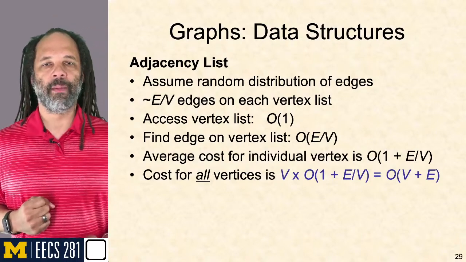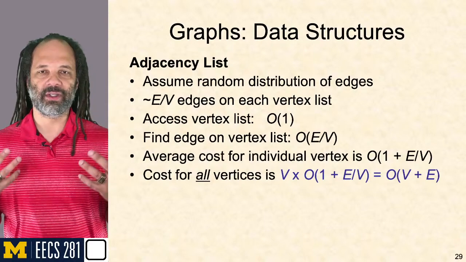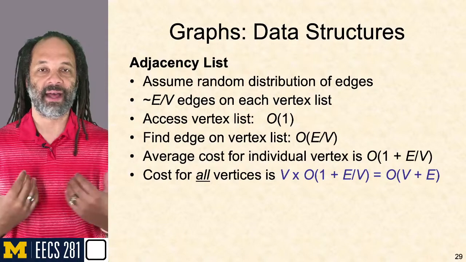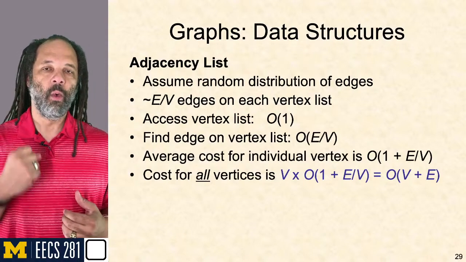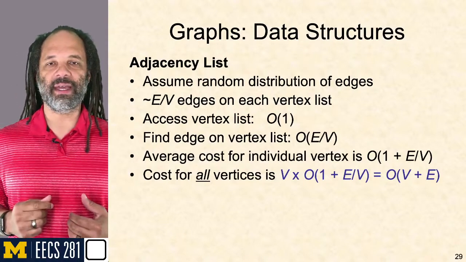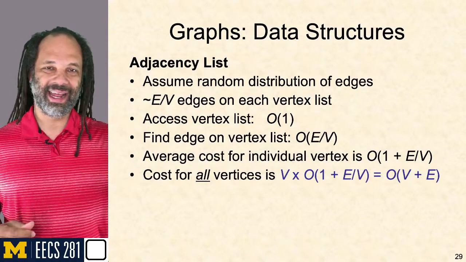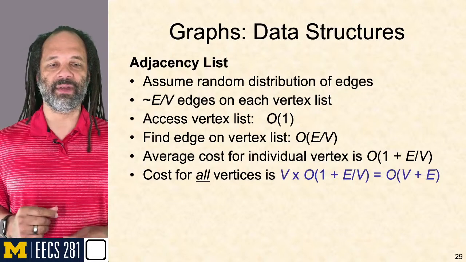And then if I want to process the entire graph, which is usually what you do with graphs, you generally process the majority of the graph, if not all of it. So if I say one vertex costs me 1 plus E over V, and I have to process all V vertices, then I can multiply that 1 plus E over V times V.